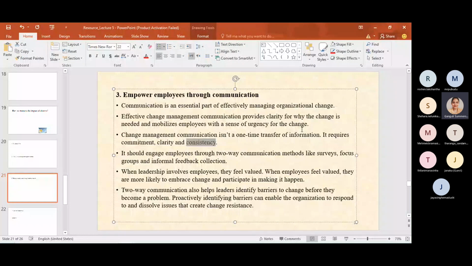Communication should never be a one-time process. Communicating with your employees should be consistent. You should do it in a regular manner.